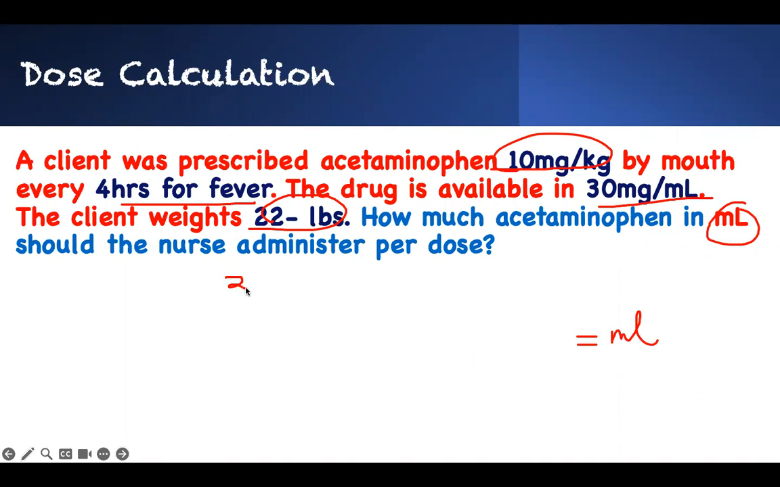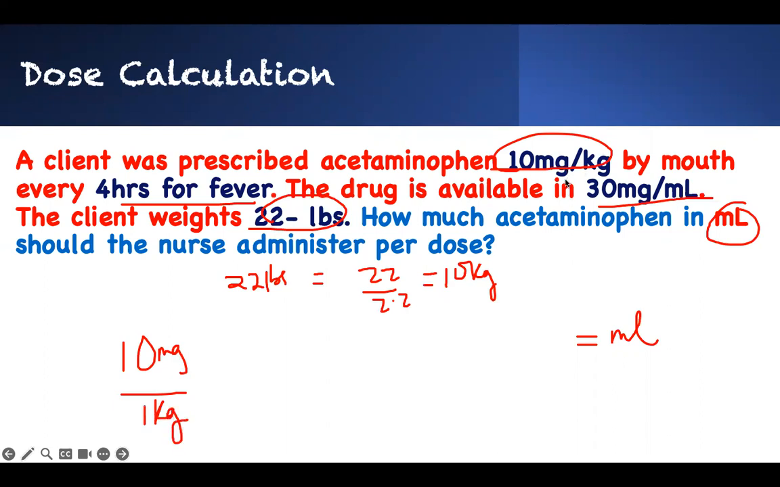I convert 22 pounds into kilos. Therefore, I divide 22 over 2.2, which is 10. So I get 10 kilos. And I go to the prescribed medication, 10 milligram over 1 kilo. That's how much they told me it is. I have 10 kilos, just convert it. Put the 10 kilo and get rid of the kilos. Boom, you're done.